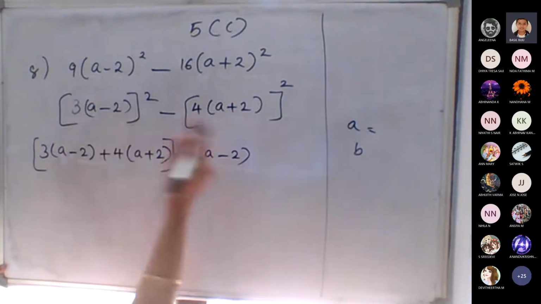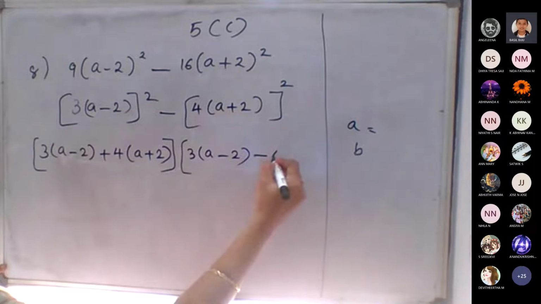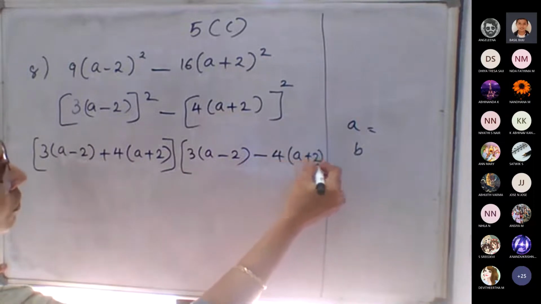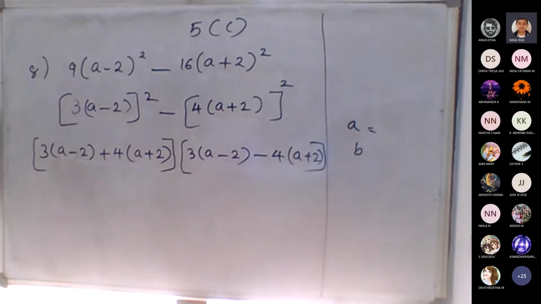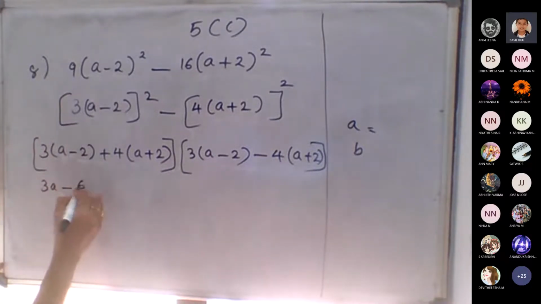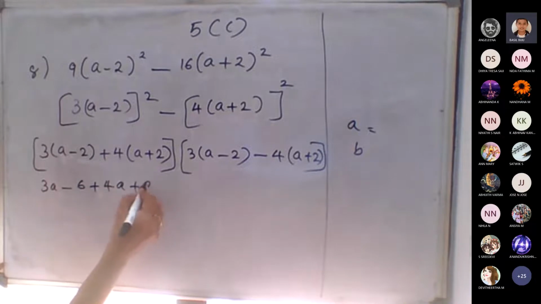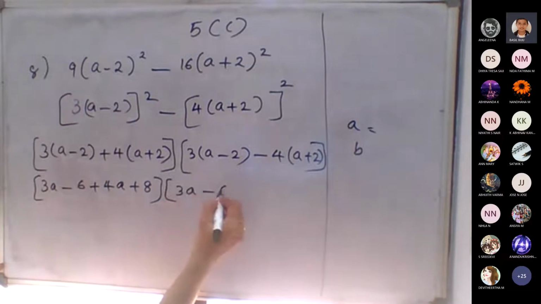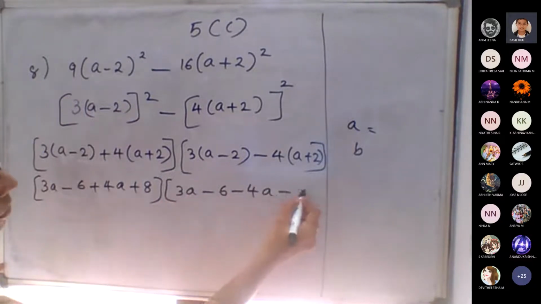So a plus b is what? 3 into a minus 2. A minus b is what? 4 into a plus 2. A plus b into a minus b. Then change the brackets. Three a minus 6 plus 4a plus 8, no? Into 3a minus 6 minus 4a minus 8.